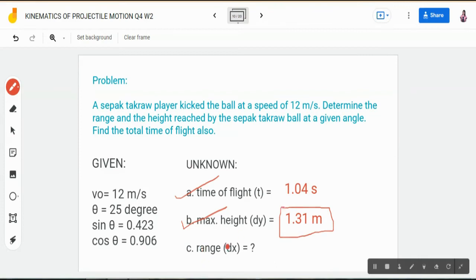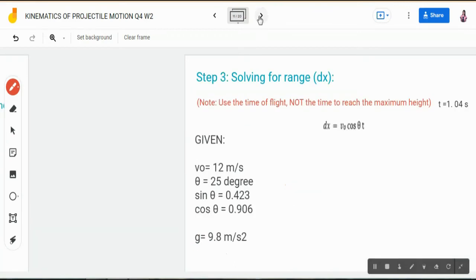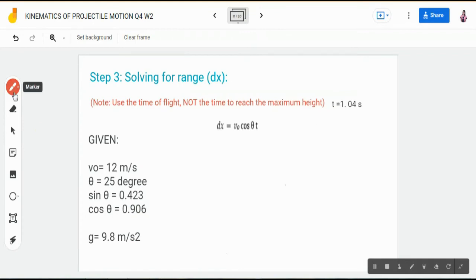Next naman, hanapin natin yung range. So, paano ba kayo nakalculate yung range? So, ayan. Again, ito yung ating given. Yan. And then, ito yung ating formula for us to solve the range. So, sige, substitute natin what are the given. So, una muna, meron tayong initial velocity na 12 meters per second. Okay. Times natin yung cosine value, okay, of 25 degree, which is 0.906.